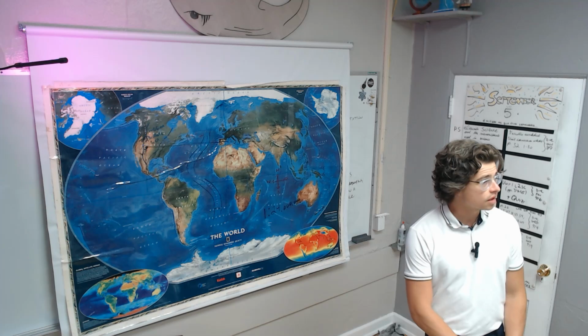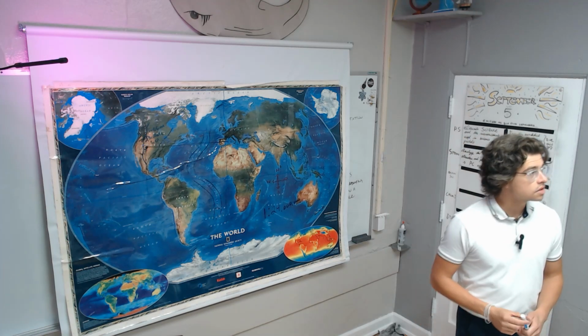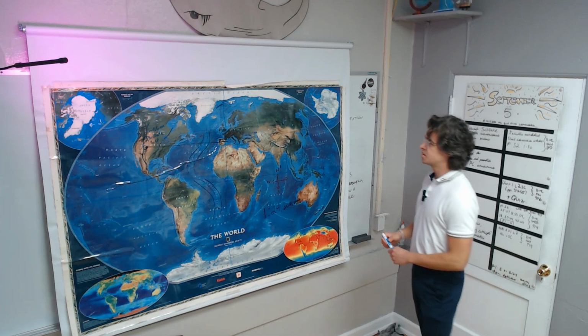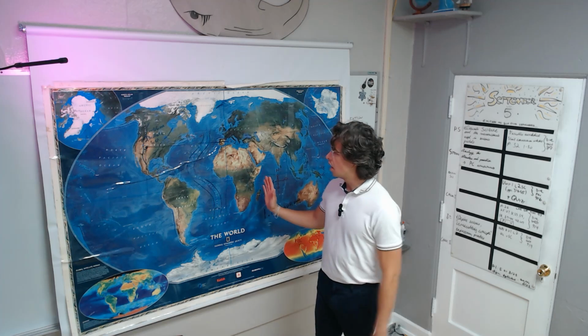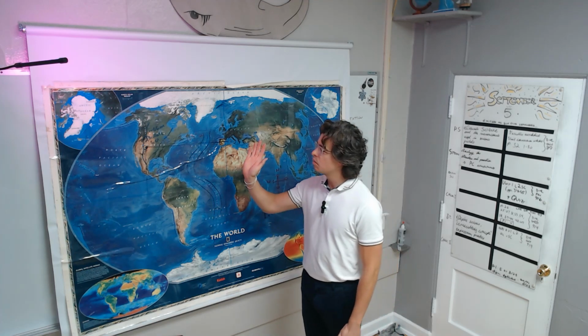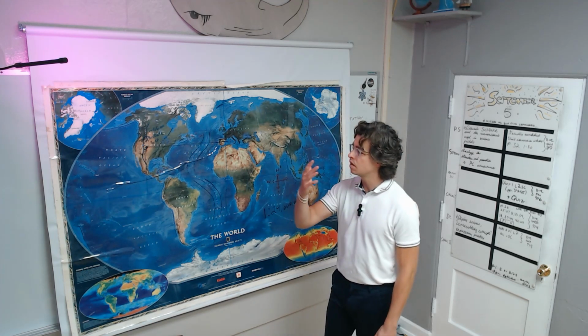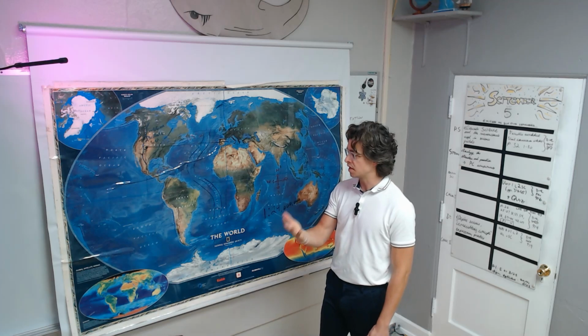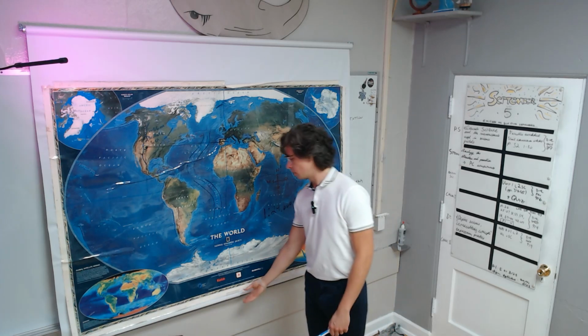Another thing that relates to latitude and longitude is, we're going to run out of time here pretty quick, the time zones. Time zones work basically so that the same amount of sunlight is experienced at a given time. There are 24 time zones to represent the 24 hours of the day.